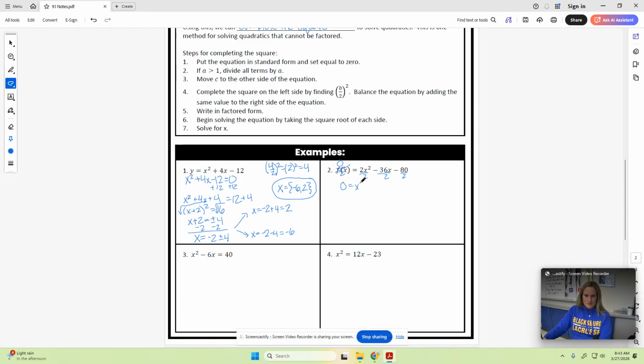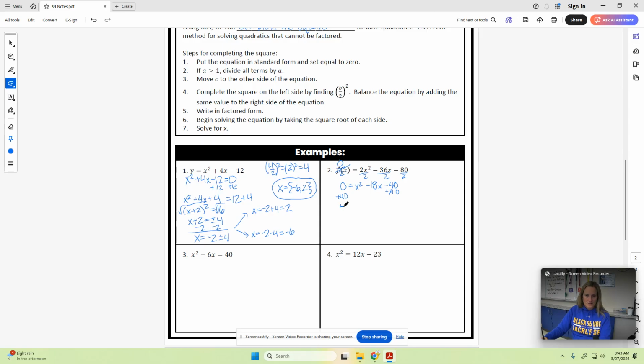This becomes x squared. This becomes minus 18x minus 40. All right, step 3, move c to the other side of the equation. I'm adding 40 to both sides.